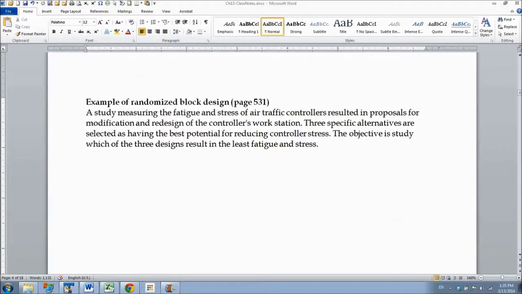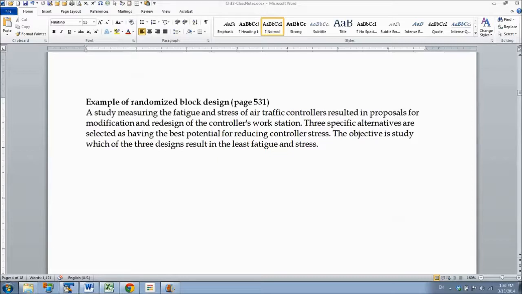In this video, we're going to look at an example of a randomized block design ANOVA hypothesis test. So let's look at a study that measures fatigue and stress of air traffic controllers. This study involved modification of their workstation, and three specific alternatives for the workstation redesign are under consideration.